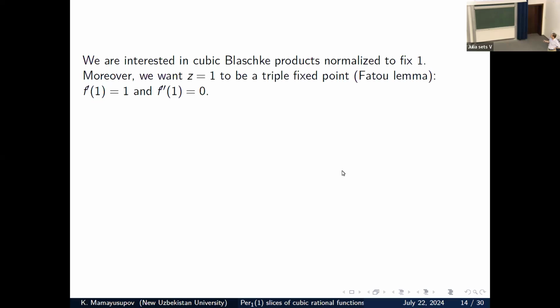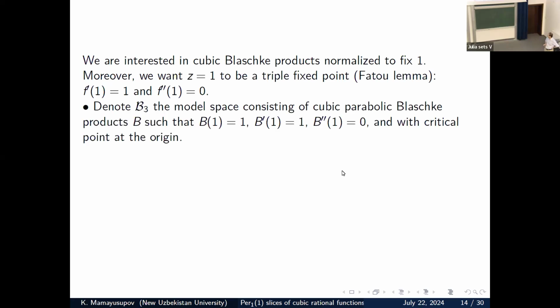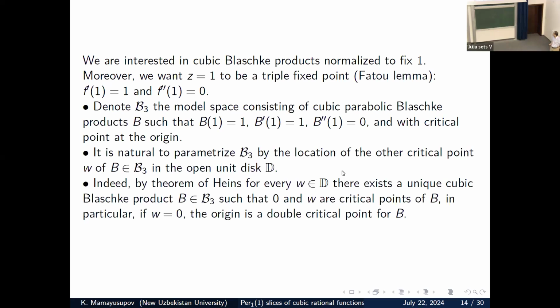So now we are interested in cubic Blaschke products. We normalize. And moreover, we want 1 to be its double parabolic fixed point. So this comes from the Fatou lemma. Now this is the model space I consider. So beta 3, all such Blaschke products. So of course, by Heinz, you can use localization of, so you can have a fixed point, one of the fixed points.